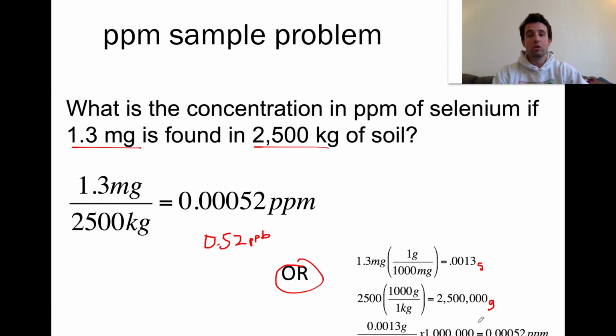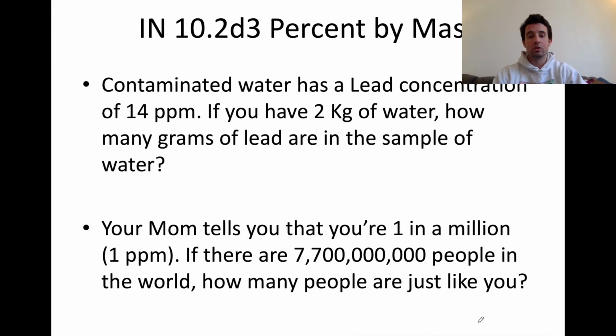Great. Here are two more percent by mass questions that we'll save for tomorrow. Get excited for the one that says your mom tells you that you're 1 in a million. If there's 7 billion people in the world, how many people are there just like you? I wrote that when I was in a dark place.